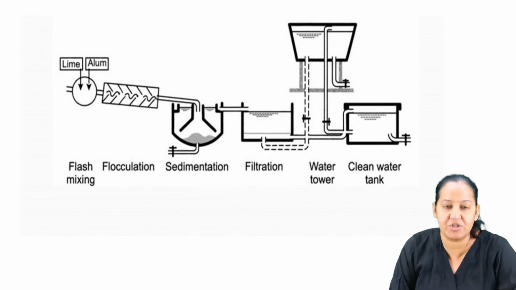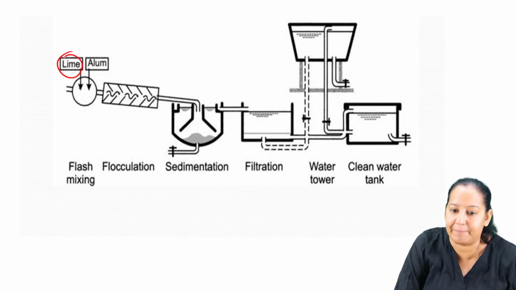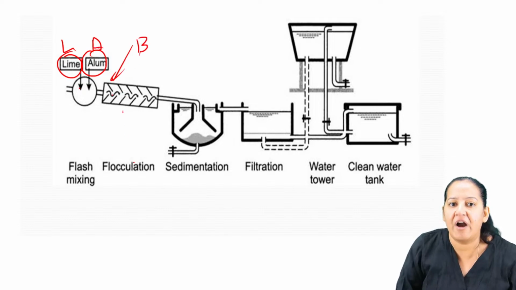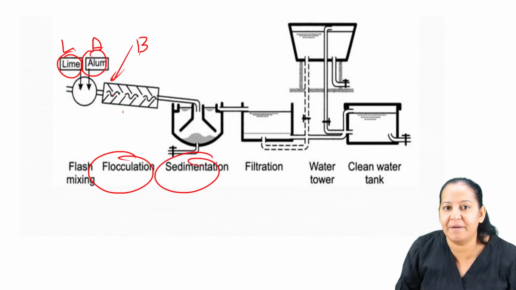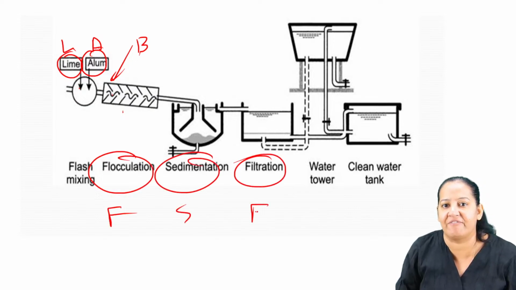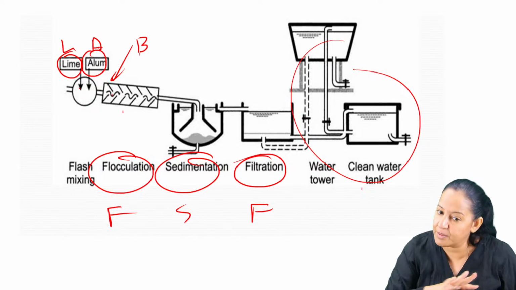So you can see, first of all, in the water, we are adding the lime. Then we are adding the alum. Okay, and bleaching powder is not shown here. Then we are adding the bleaching powder. After that, we are doing flocculation, then sedimentation, then filtration, FSF. And finally, the fluorine is removed from the water.